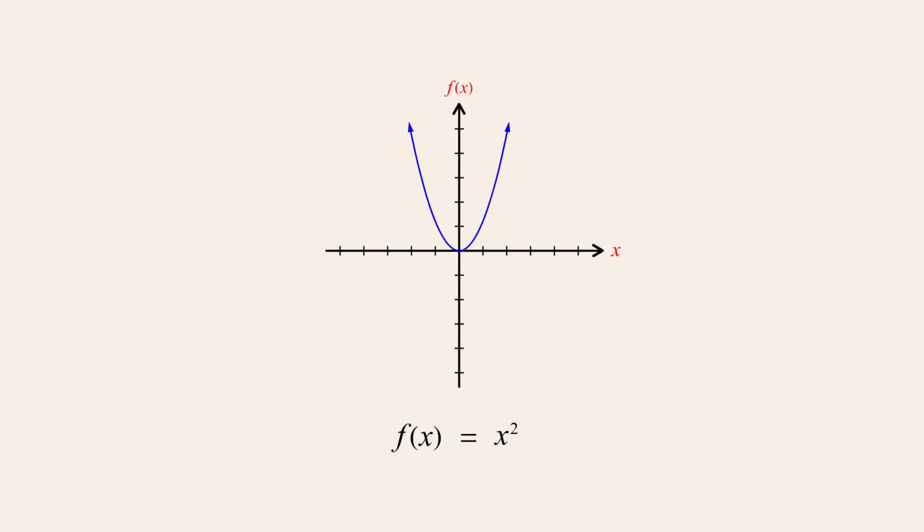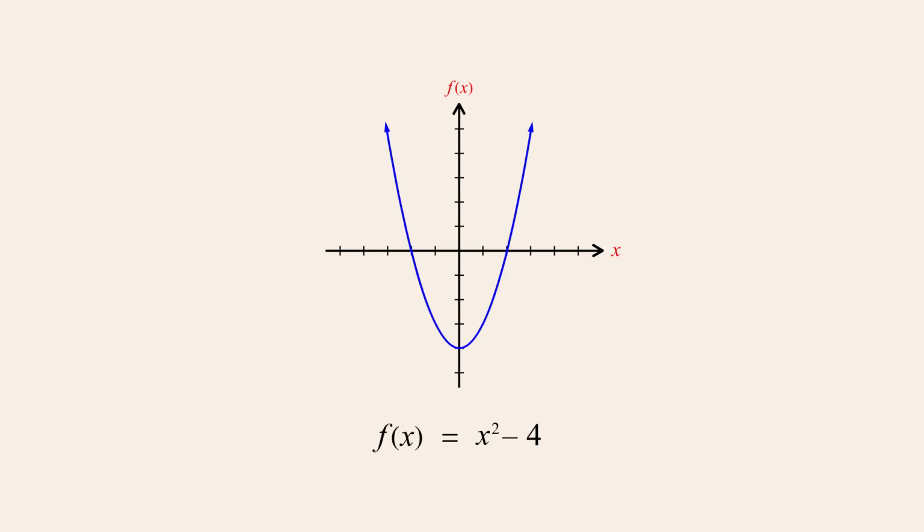Now let's do the same thing with a slightly more complicated quadratic function, x squared minus 4. Setting this function equal to 0 gives us the quadratic equation x squared minus 4 equals 0, or x squared equals 4. There are two values of x which when squared are equal to 4, positive 2 and negative 2. These two solutions can be written as x equals plus or minus 2, which corresponds to the 2 points where the function's graph intersects the x-axis.